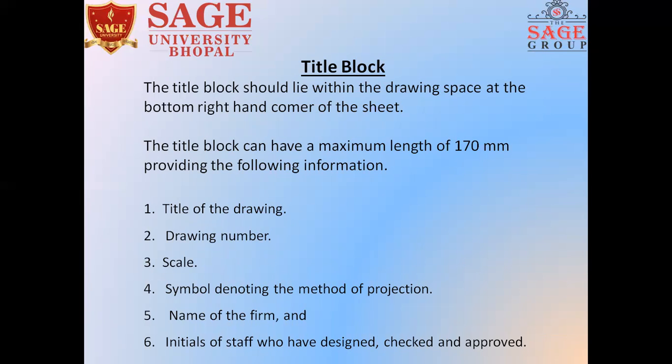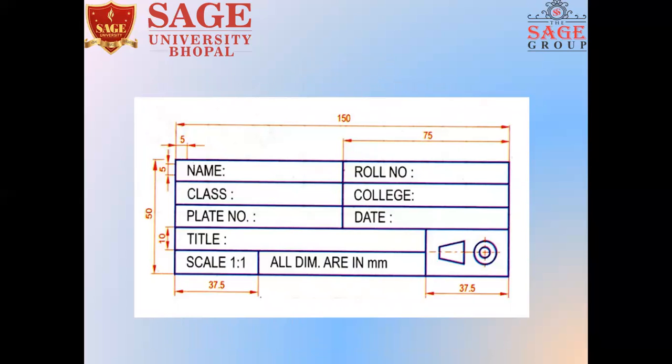Generally, it provides the information: title of the drawing, drawing number, scale, symbol denoting the method of projection, name of the firm, and initials of the staff who have designed, checked, and approved. Now this is our title block. I'm taking this title block for class purposes only. This title block is not used in industry because the industry title block is separate. Here I'm showing only the class title block.